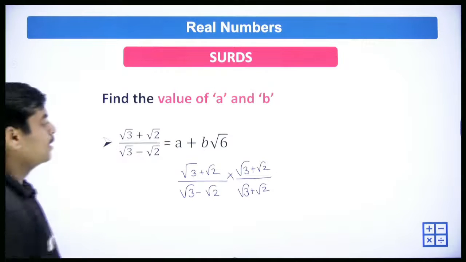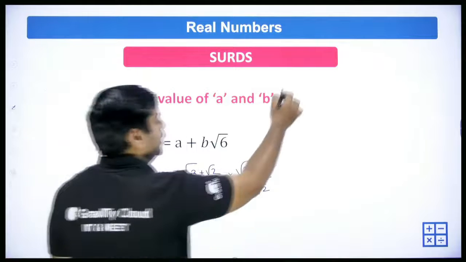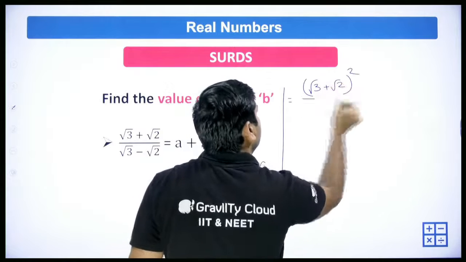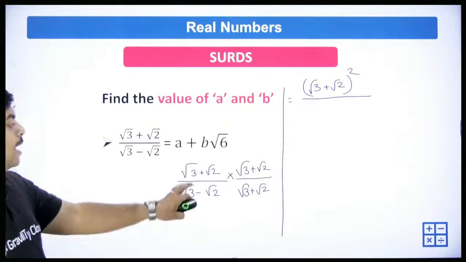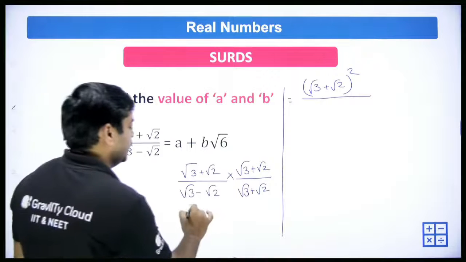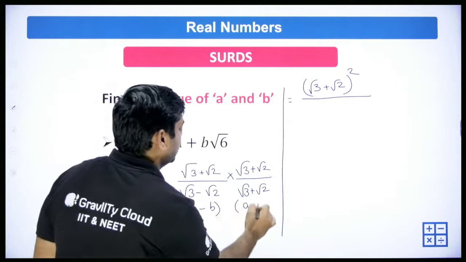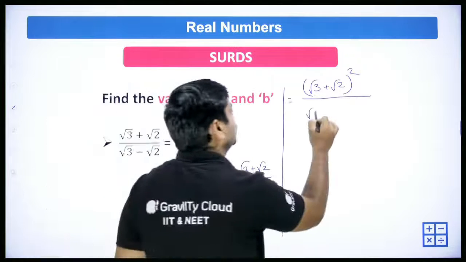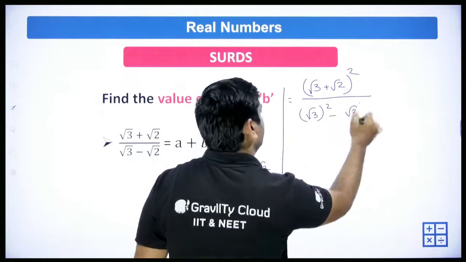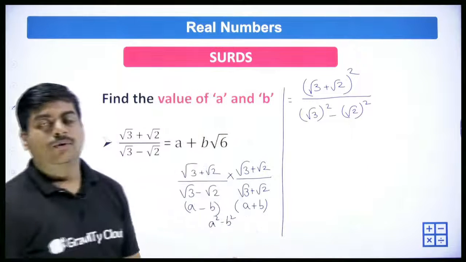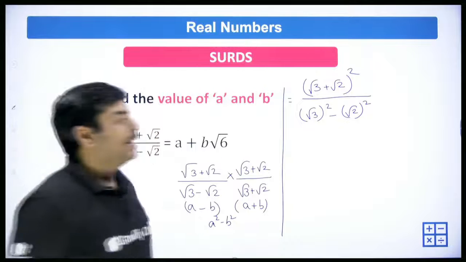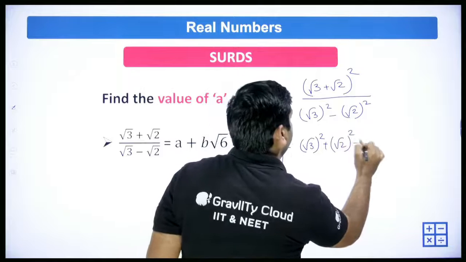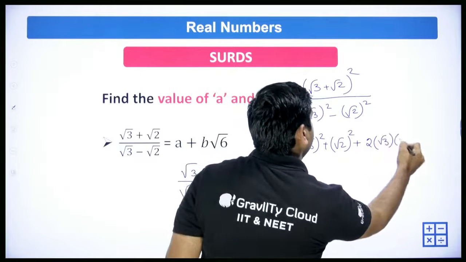We are trying to multiply this. a plus b whole square, the numerator becomes root 3 plus root 2 whole square by a minus b into a plus b. a minus b into a plus b will give you a square minus b square. So root 3 whole square minus root 2 whole square. So what is the a plus b whole square formula? You know that? a square plus b square plus 2ab.